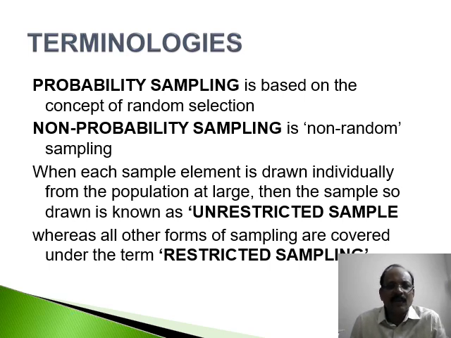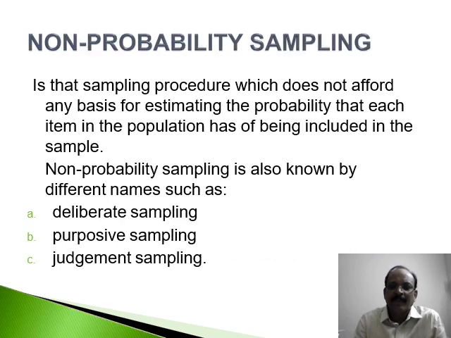Probability sampling is based on the concept of random selection. When a sample element is drawn individually from the population at large, then the sample so drawn is known as an unrestricted sample, whereas all other forms of sample are covered under the term restricted sampling.